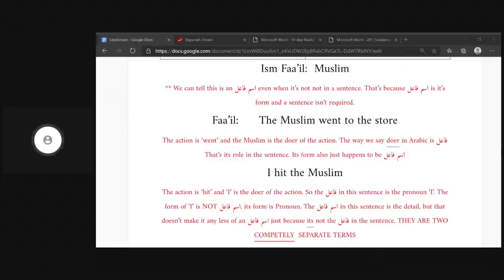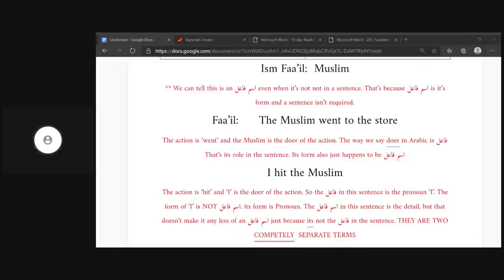No, because again, sarf terms don't have anything to do with nahu terms. Sarf terms don't tell you what the word is doing in the sentence. Sarf terms tell you about the word itself. So the word Muslim, I guess you could say it's a doer, but that's confusing. The word Muslim performs the action of aslama. That's what ism fa'il is. Whatever the ism fa'il is, that word will be performing the action of that same root. So if I took the word istaghfara, which means to seek forgiveness, the ism fa'il of istaghfara is mustaghfirun. So a mustaghfir is somebody who does the action of istaghfara.